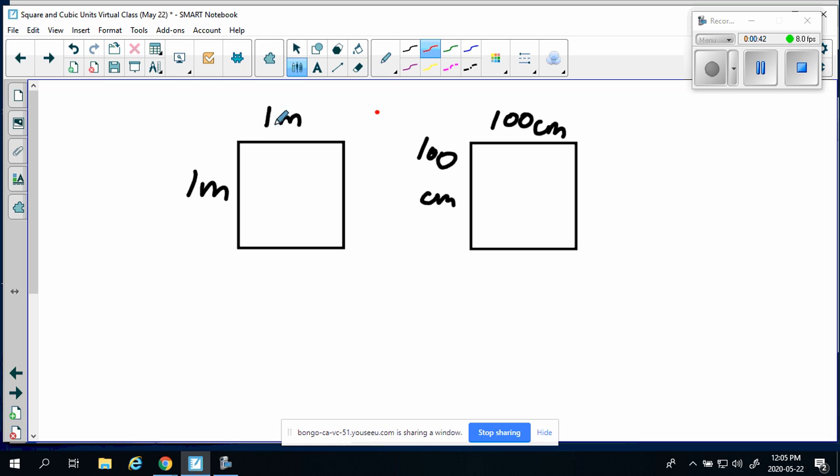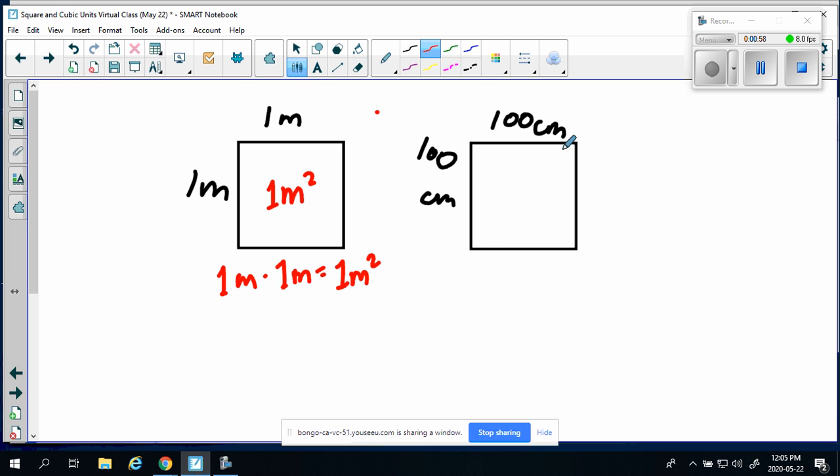Here is a square that is 1 meter on every side. So the area of this is 1 meter squared because 1 meter times 1 meter is 1 meter squared. Why is it squared? Because if you have 2 meters in the top, the unit ends up being squared.